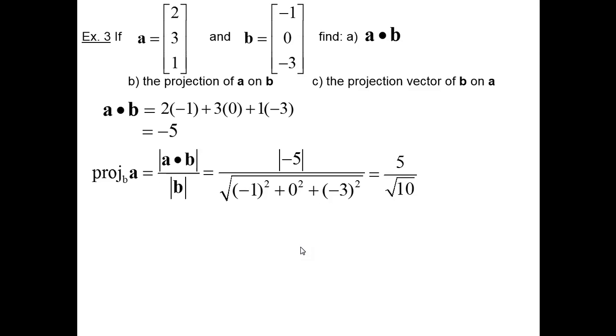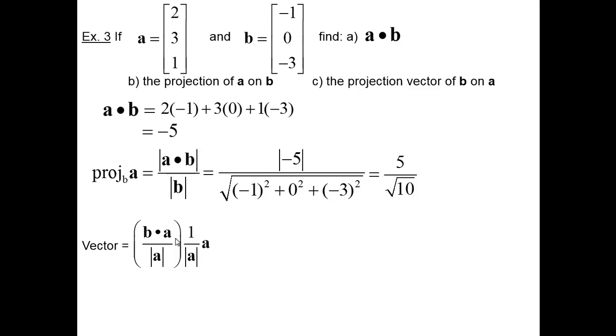Now notice for part C they switched it up. Instead of the projection vector of A onto B, they went from B onto A. So that's a new calculation. So the projection vector of B onto A, this first part, of course, is just the projection, but notice I changed the formula a little bit because it's B onto A.